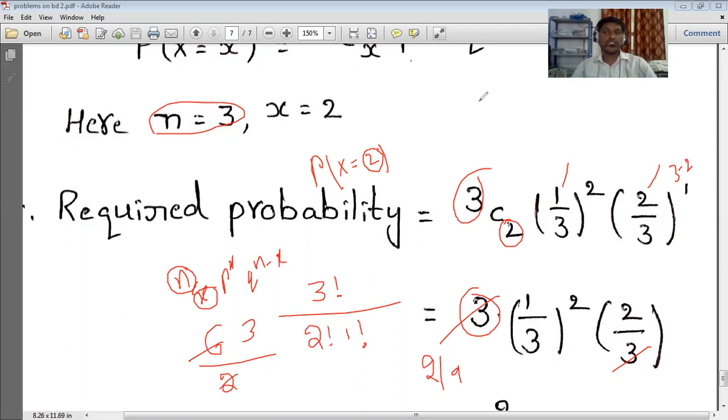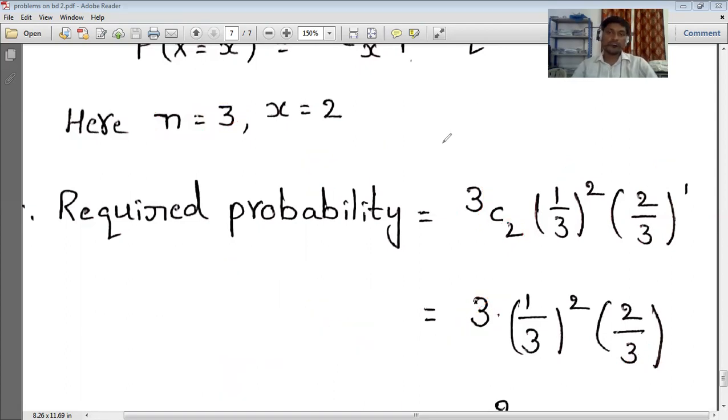P of x is equal to 2. Or if you want, you can calculate P of x is equal to 1 also. Nothing will happen. The only change is that here it is 3C1. So 1 is representing heads here, so it will be the opposite: 2 by 3 whole power 1 and 1 by 3 to the power 3 minus 1, so that is square. Okay.